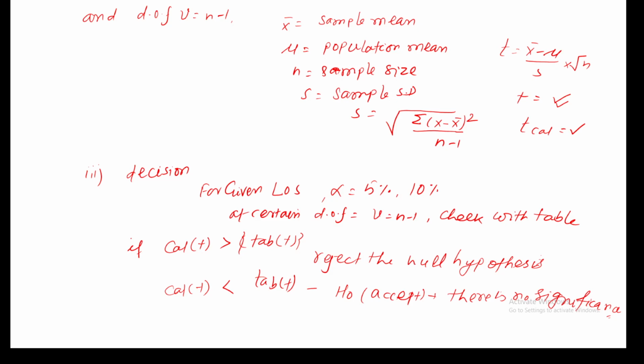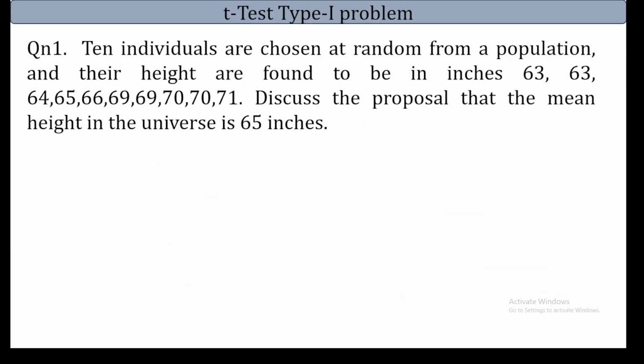Then once you have calculated t calculated, you will check for the given level of significance and degree of freedom, and you can get the value of t tabulated. Then if the calculated t is greater than the tabulated t, you have to reject the null hypothesis. In the other case, if the calculated t is less than the tabulated t, we are going to accept the null hypothesis. Okay. So we will do the question.